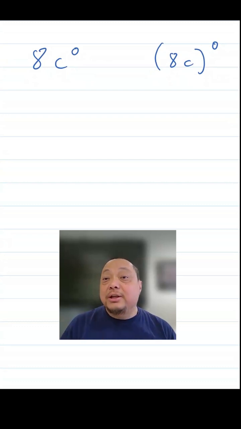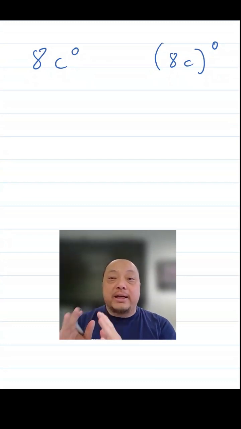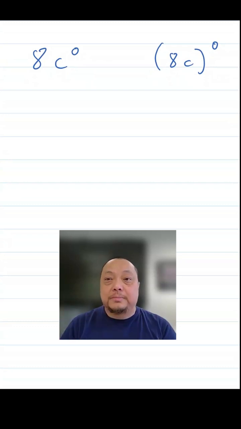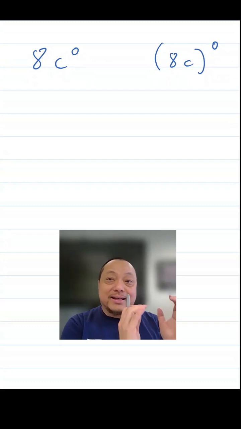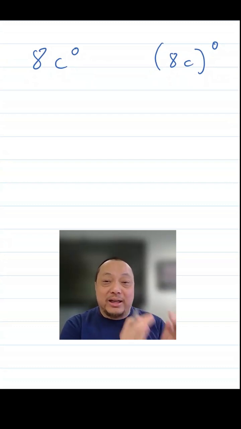Hi, in this video, I'll explain the difference between these two expressions and show you how to compute them. On the left, you have 8c to the power 0. On the right, you also have 8c to the power 0, except that there are parentheses or grouping symbols around the 8c.